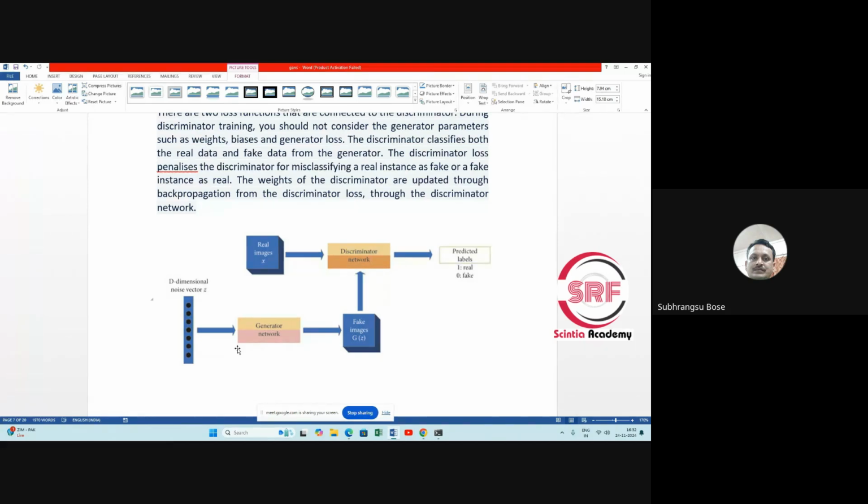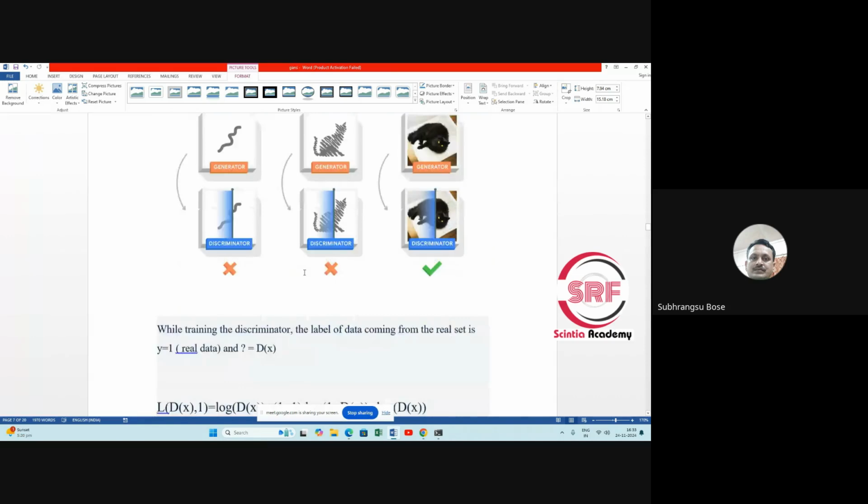In the case of the discriminator network, what is the loss of the discriminator? A real image is the input of the discriminator, and the discriminator predicts it as fake. The input is real, 1, but the prediction is 0. That creates another discriminator loss. So there are two types.